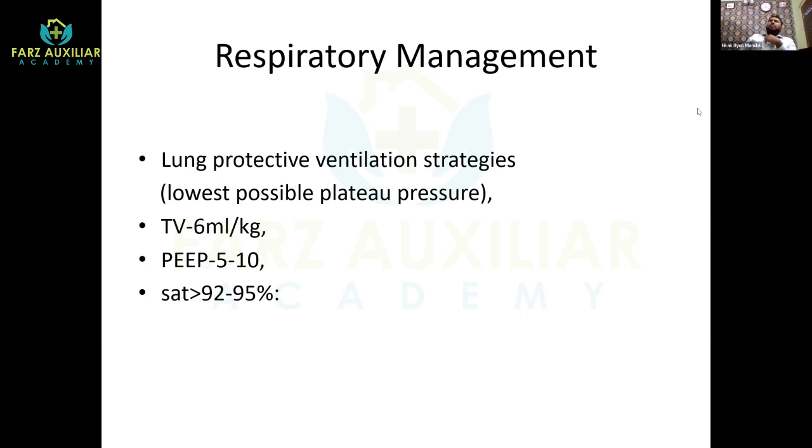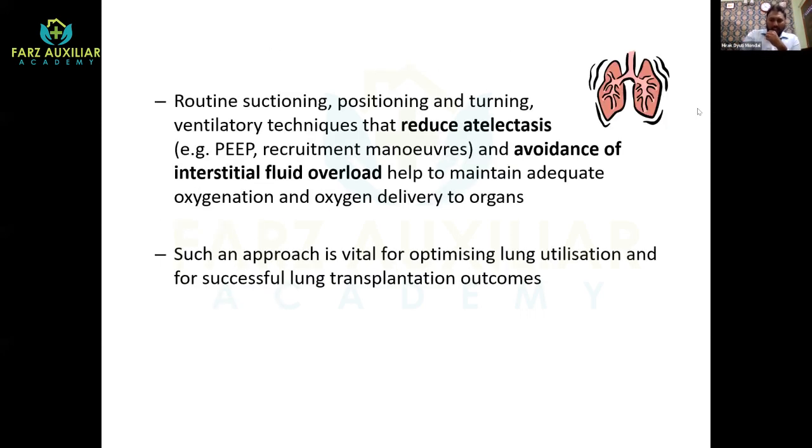So regarding lung transplant, I also want to add a point. Pulmonary edema should be avoided because during resuscitation we give large amounts of fluids that increase extravascular lung water, and when extravascular lung water is quite high, the patient is actually not suitable for donation of lung. So reduce atelectasis and avoid interstitial fluid overload. These are the two main things.